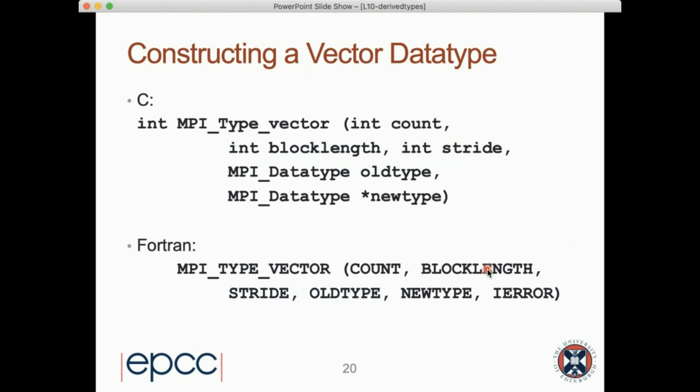And those are the parameters that we need to pass to MPI type vector: the count, the block length, the stride, and the existing type of the elements. And then we get back a handle to the new type that we've just described.